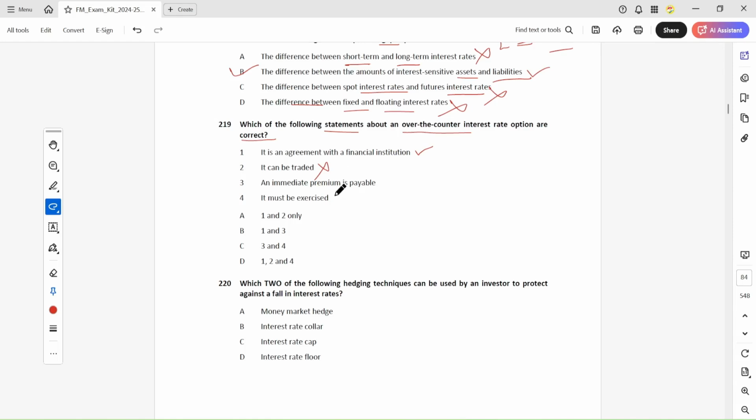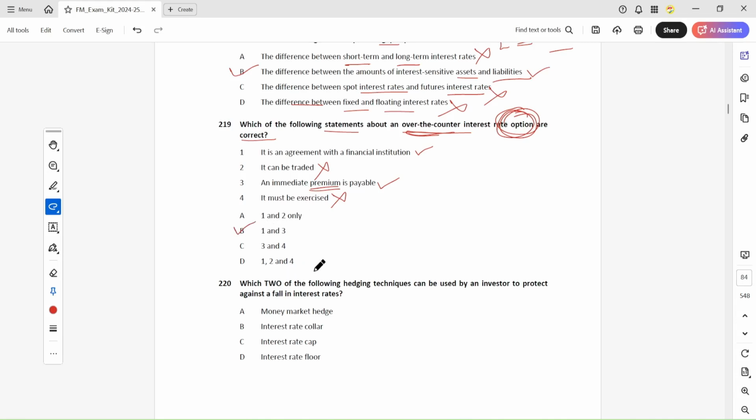It must be exercised. It must be an over the counter option. Yes, an immediate premium is payable if it is an OTC option. Remember, this is an OTC option. So a premium has to be paid on the option. Yes, this is right. It must be exercised? No, you have the obligation. Sorry, you have the right, not the obligation, in case of an option. So 1 and 3 are correct.